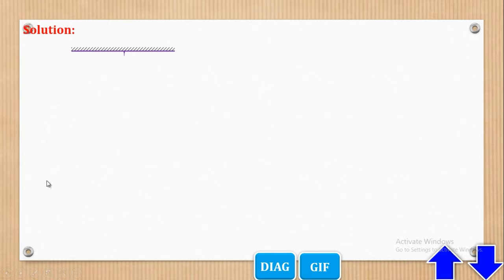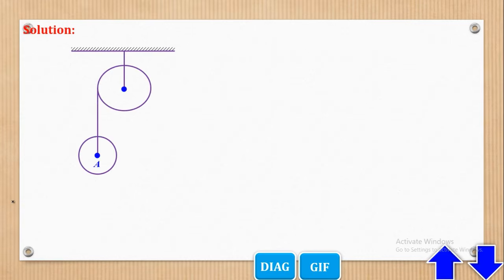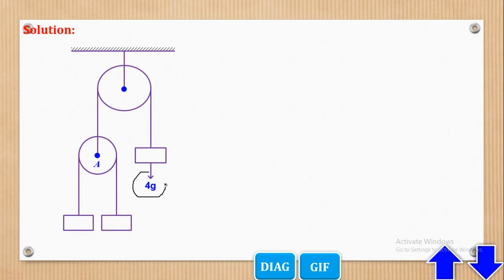So the first thing to do is to show the forces acting. Let's first redraw the given diagram so that we can show the forces. So that was the given diagram. We shall start with the weight. The weight is 4G and it's acting vertically downwards, meaning tension here will act upwards and here tension will act downwards.